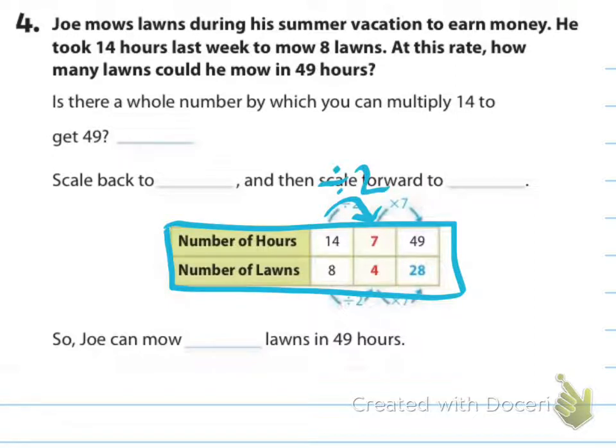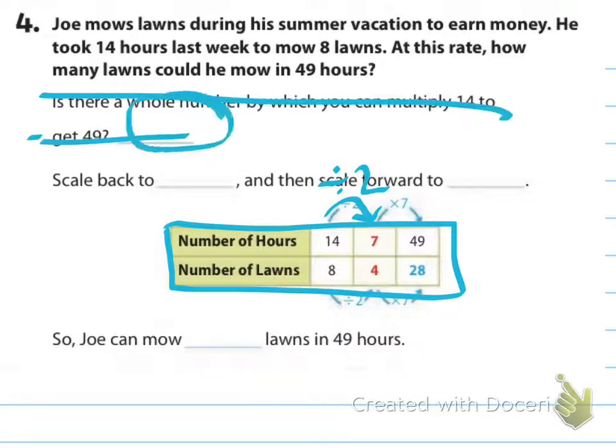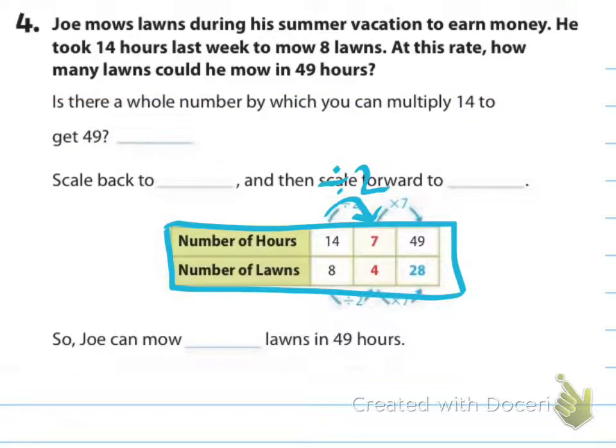I'm sorry, I'm skipping over these details here. Basically we know that there is no whole number which you can multiply 14 by to get to 49. So to scale back, we're going to divide by 2, and then we're going to scale forward by multiplying times 7. And so what we do to the top, we do to the bottom.